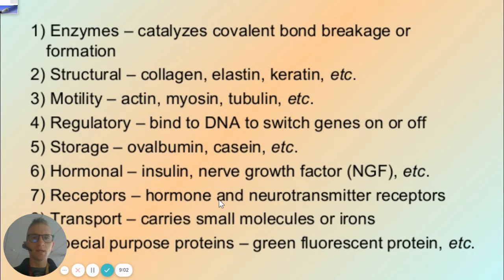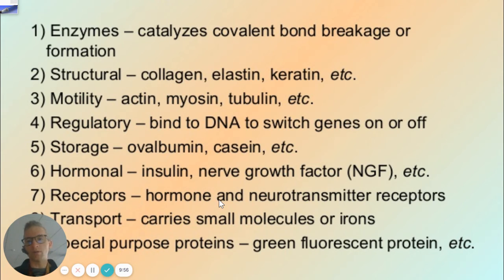So, what are all those amazing things proteins can do? Well, we've got enzymes that catalyze chemical reactions. We've got structural proteins like collagen and elastin and keratin that build parts of our body, but also parts of all kinds of other living things. We've got motility proteins like actin and myosin and tubulin. Actin and myosin, for example, are the primary movers that actually do your muscle contraction. There are regulatory proteins that bind to DNA and switch genes on or off. Storage proteins do just that. They store things. Hormonal proteins: insulin, nerve growth factor, and many other hormones in your body are actually proteins.